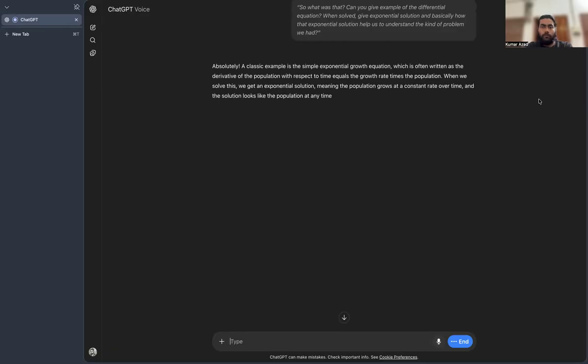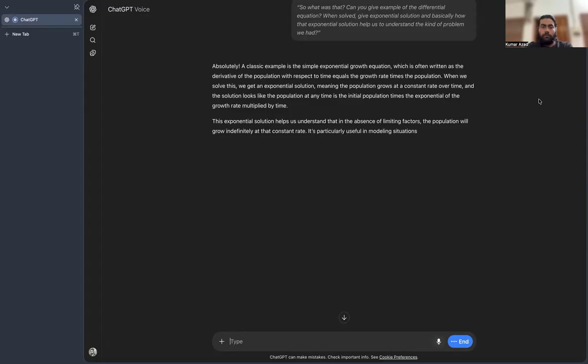And the solution looks like the population at any time is the initial population times the exponential of the growth rate multiplied by time. This exponential solution helps us understand that in the absence of limiting factors, the population will grow indefinitely at that constant rate. It's particularly useful in modeling situations like bacteria growth in a nutrient rich environment or certain financial models where growth is compounded. It really shows how, under ideal conditions, growth can be rapid and unbounded.